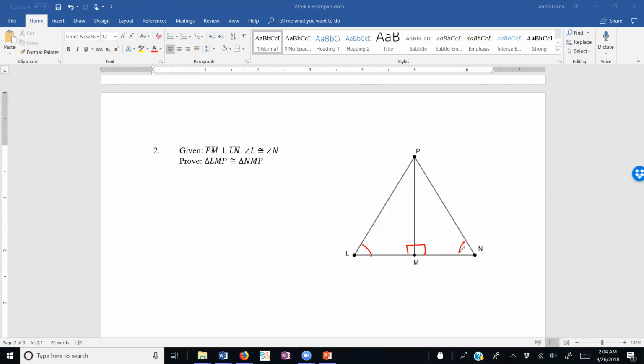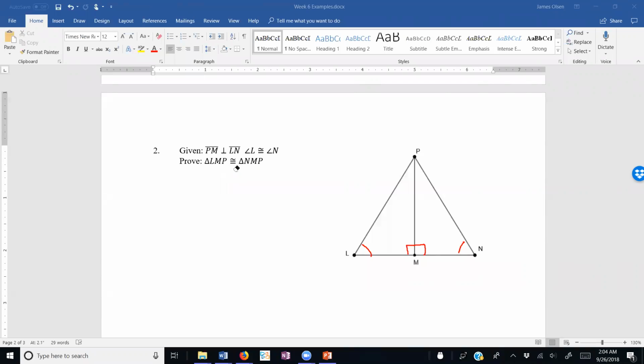Now, I do want to prove the triangle LMP is congruent to triangle NMP. Please notice that these are written in corresponding order. It'll be important for you to do that also on your proofs. So far we only have 2 pieces of given information. We need something like side-angle-side or side-side-side, etc. But we do have a common side here.